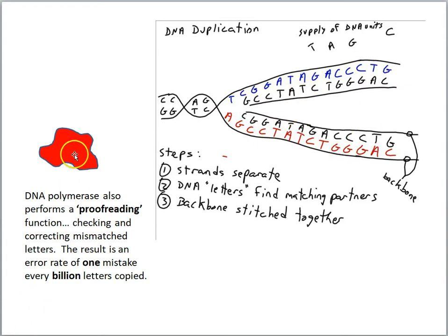Now, as it happens, DNA polymerase is a pretty cool protein. It also has a proofreading function. So as it's building the new strand of DNA, it's checking and correcting mismatched letters. And the result is a pretty impressive error rate: 1 mistake every billion letters copied.